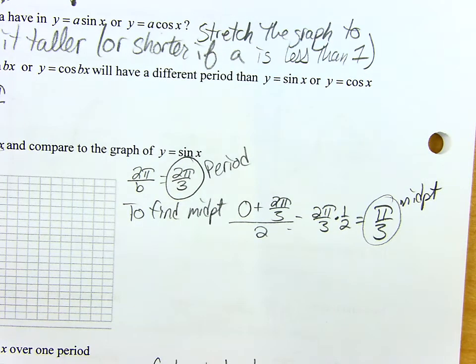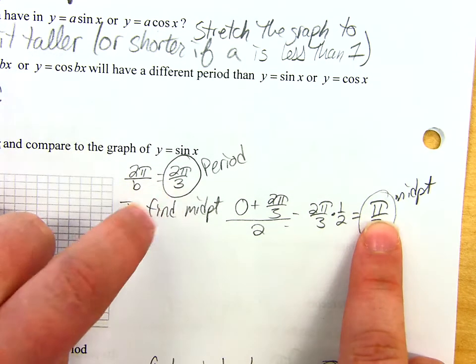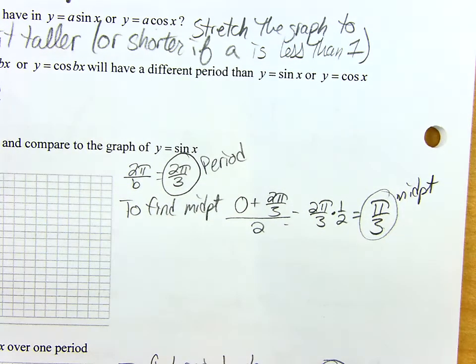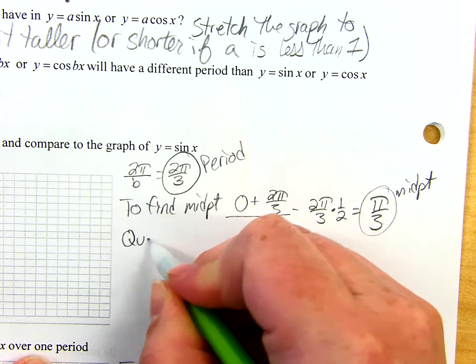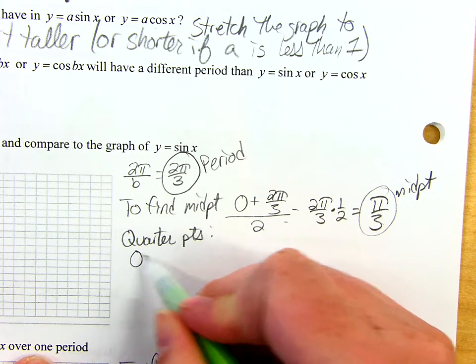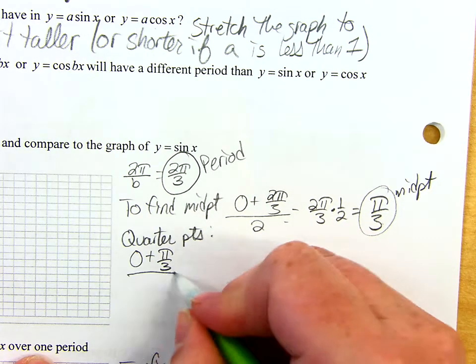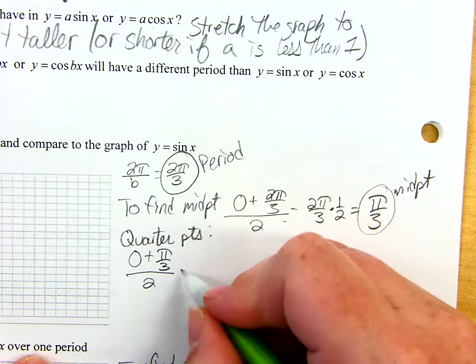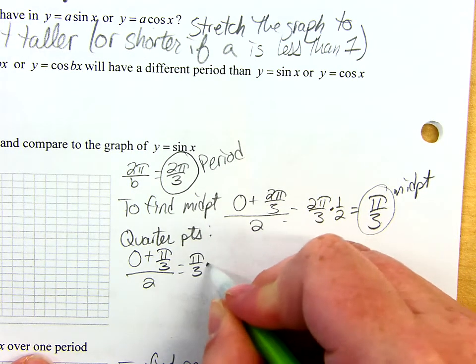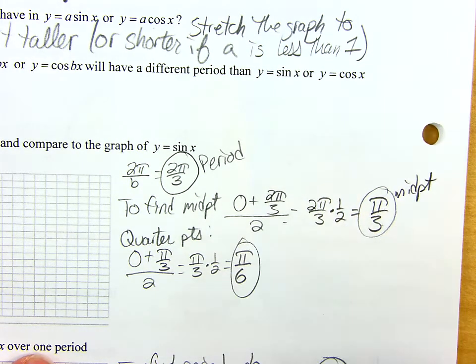Now we need to find these quarter points. So I need to find halfway between 0 and my midpoint, pi over 3. And then I also need to find halfway between my midpoint and my end, right? So I'll add the two together and take half of each set. Okay? So quarter points. So the first one, starting point, which is 0, and then the midpoint. I'm going to add the two together and divide by 2. So that's the same thing as pi over 3 times a half, or pi over 6. There's my first quarter point.